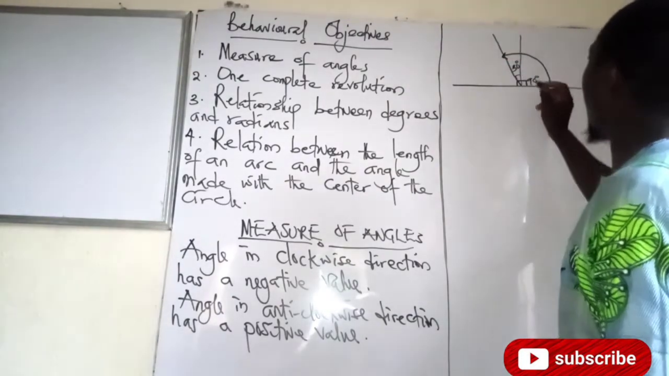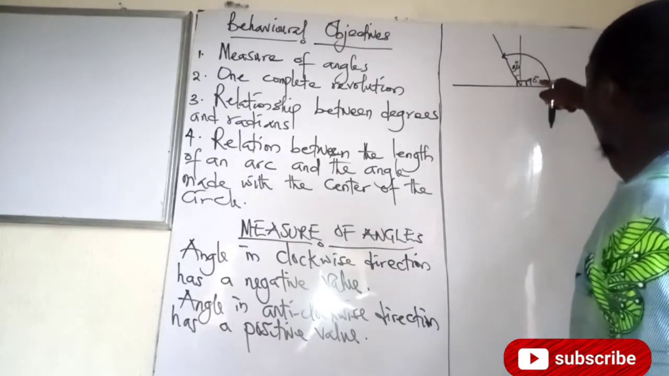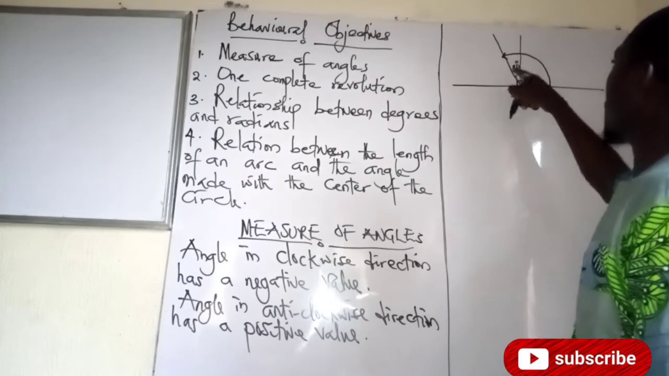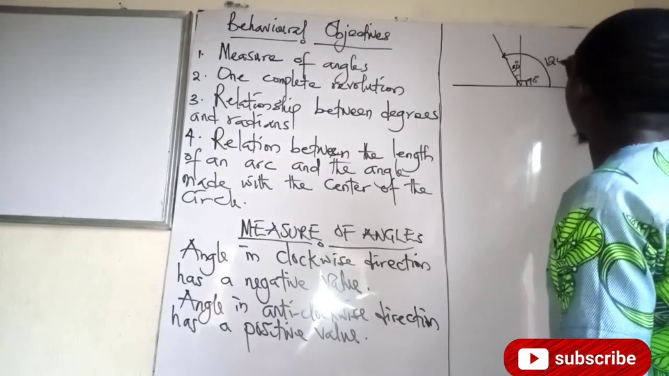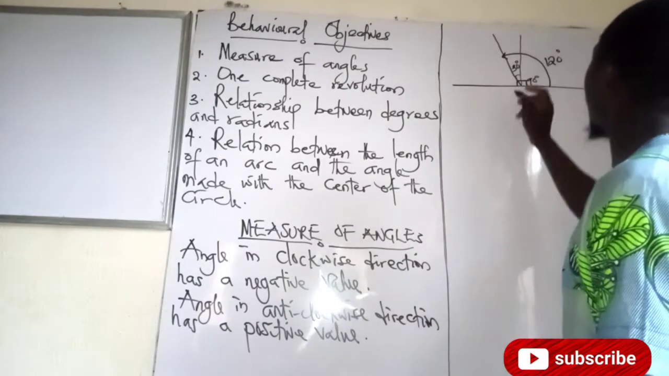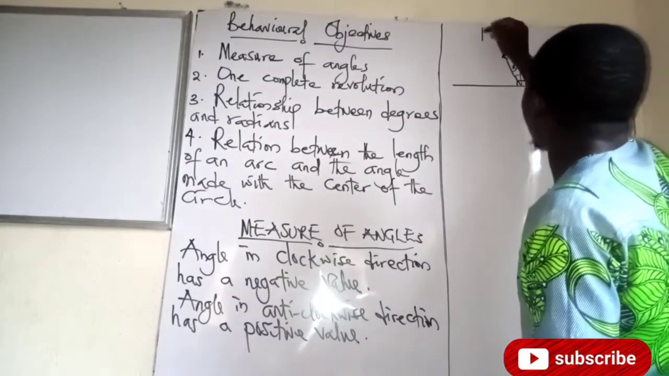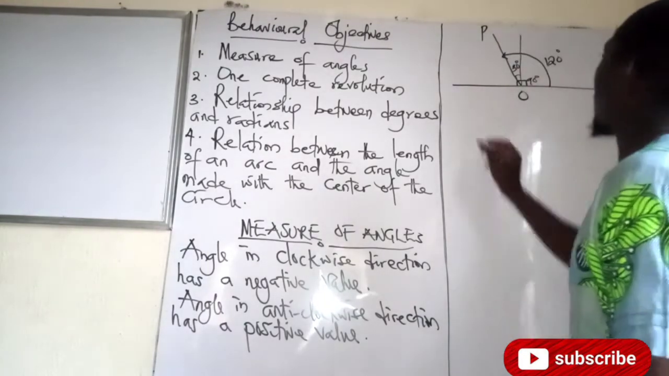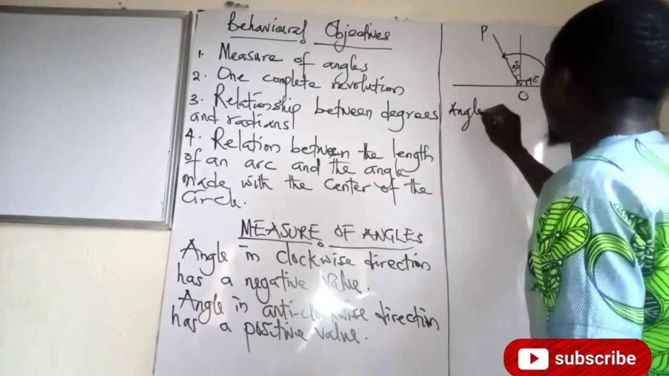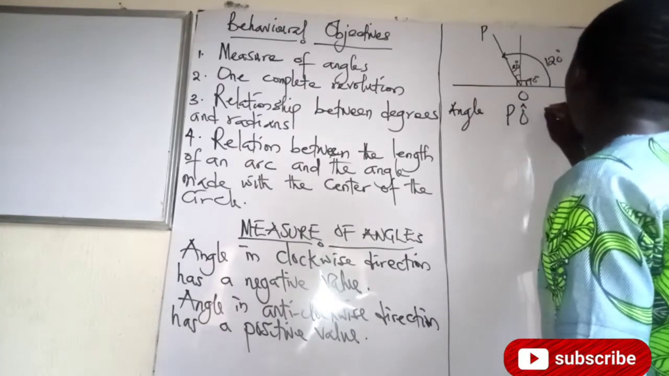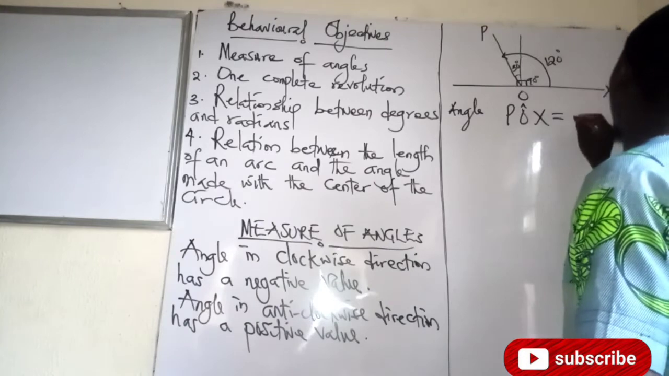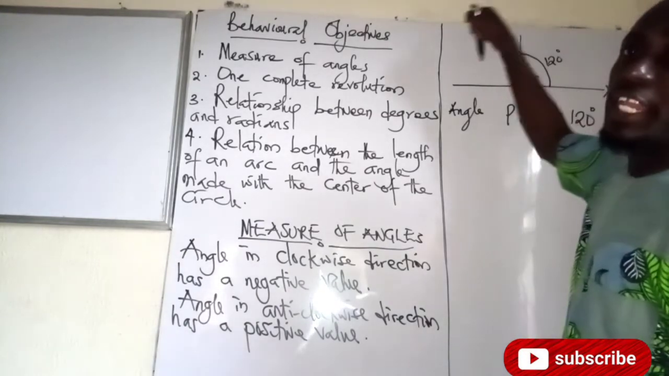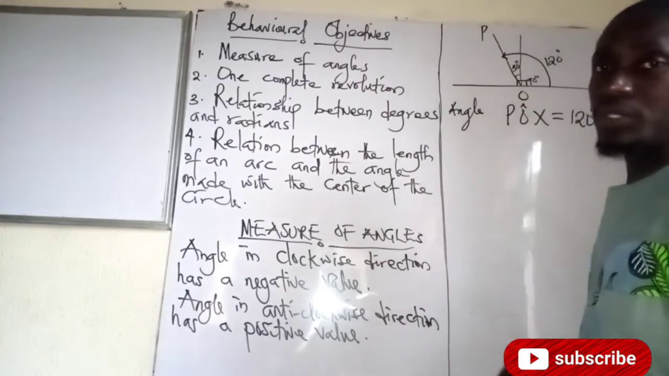So if we are moving this angle in this order, this is what we call anti-clockwise. So we are going to add this 90 plus 30 degrees to give 120 degrees. And this angle, let's label this P, let's label this O, and let's label this side X. So angle POX equals 120 degrees because it moves in anti-clockwise direction.